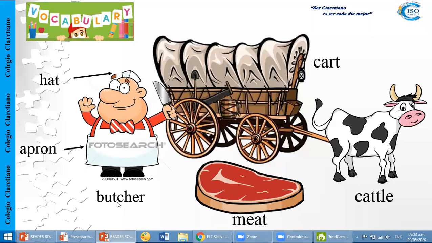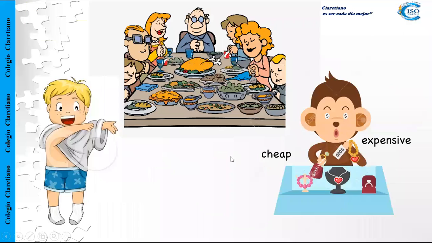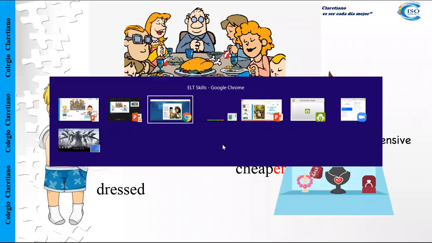Repeat. Butcher. Apron, hat, repeat please, cart, meat, cattle, feast, repeat please, cheaper, okay, remember, cheaper. Okay, good. Now let's go please to page 20 in our books.